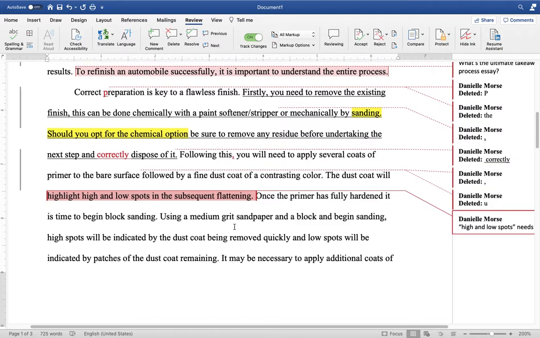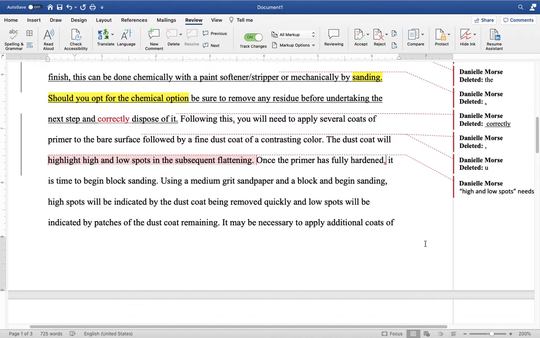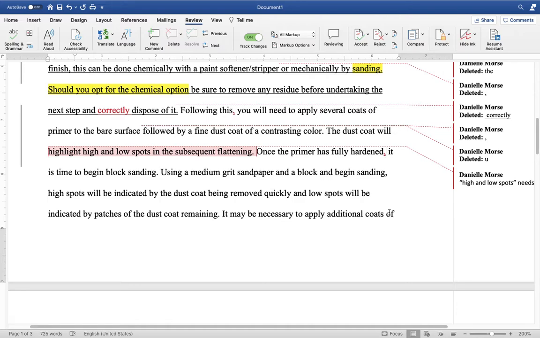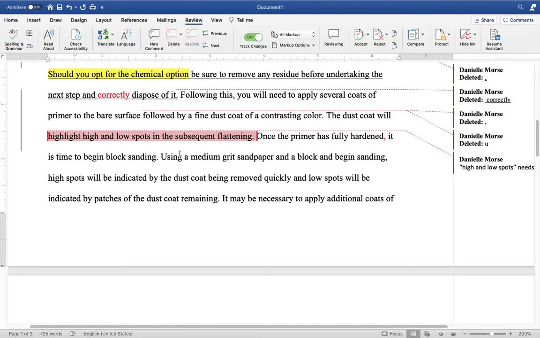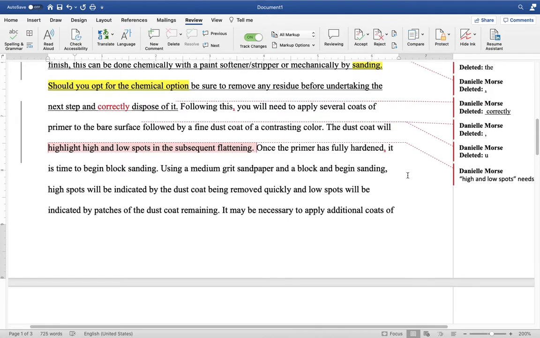Once the primer has fully hardened, that is an introductory phrase, needs a comma. It is time to begin block sanding. I'm presuming all of this has to do with preparation. Using a medium grit sandpaper and a block, and begin sanding. What? Okay, the writing here is a little confusing.